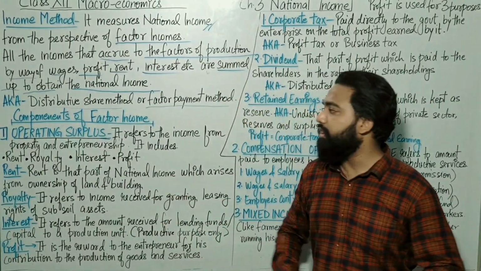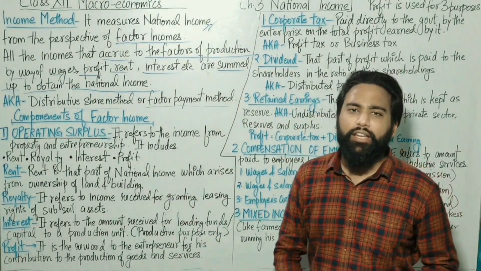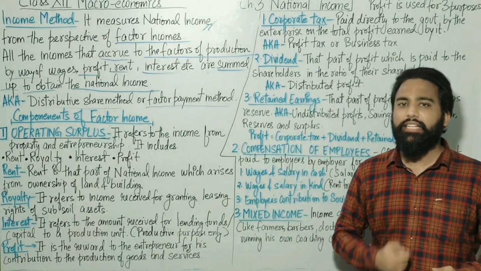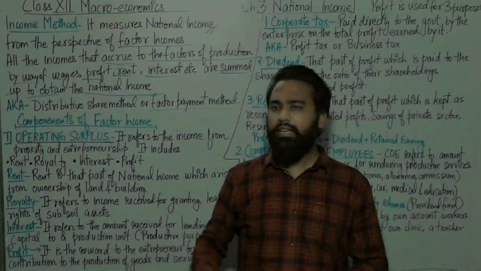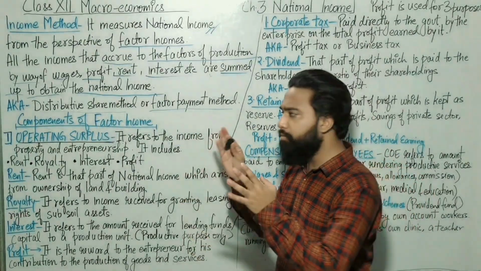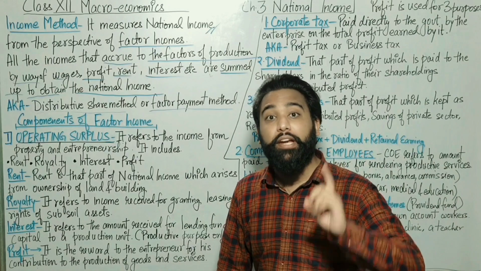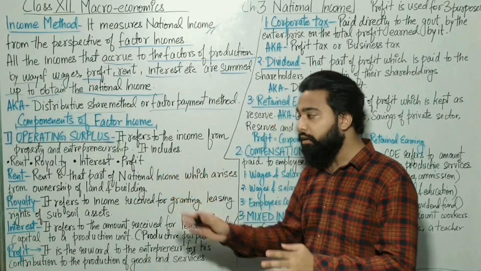Now, let's start with the components of factor income. What other factor incomes are to be added? Let's start with the components, and mind it, these components are published by the World Bank and the United Nations. That's why we are going to study it.